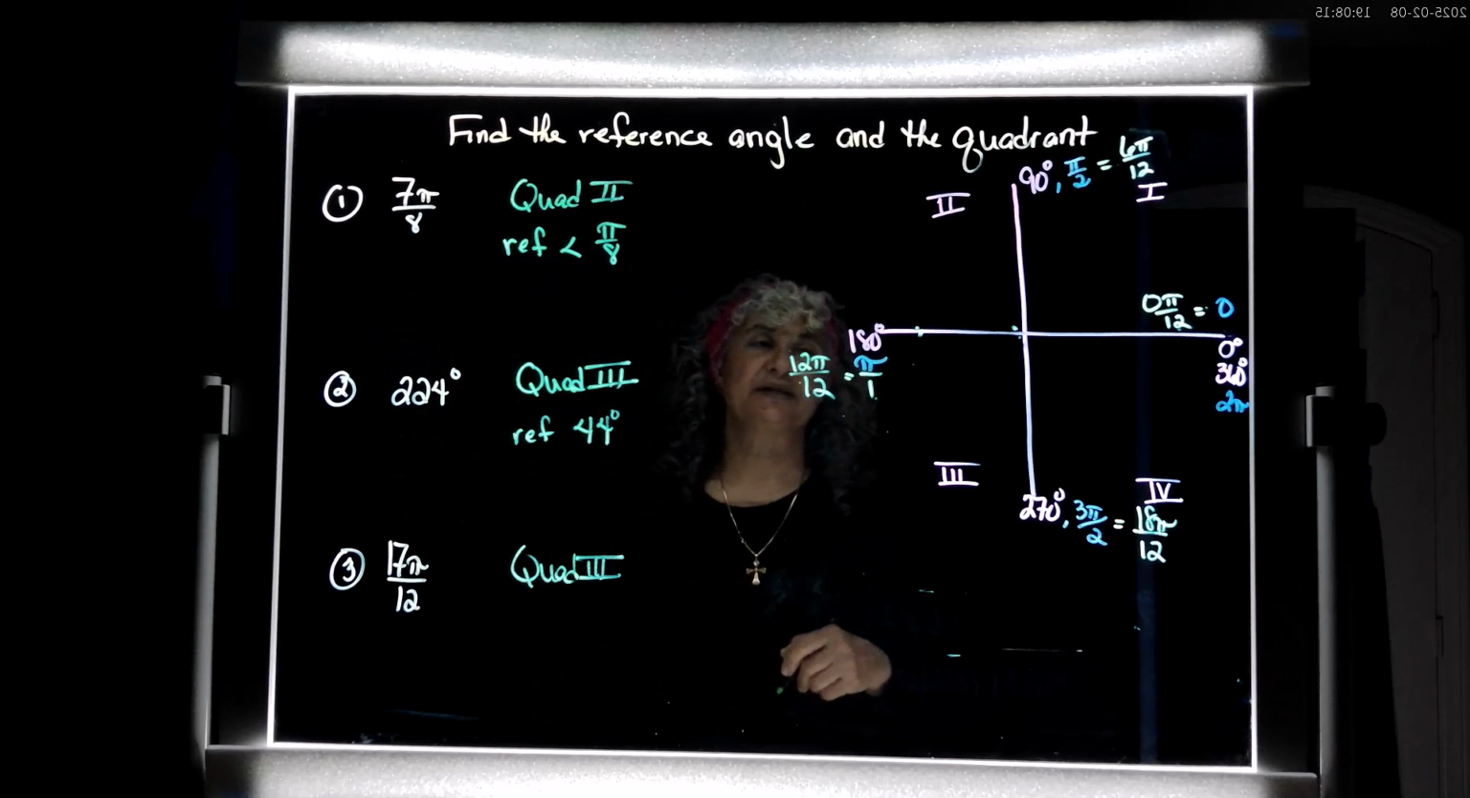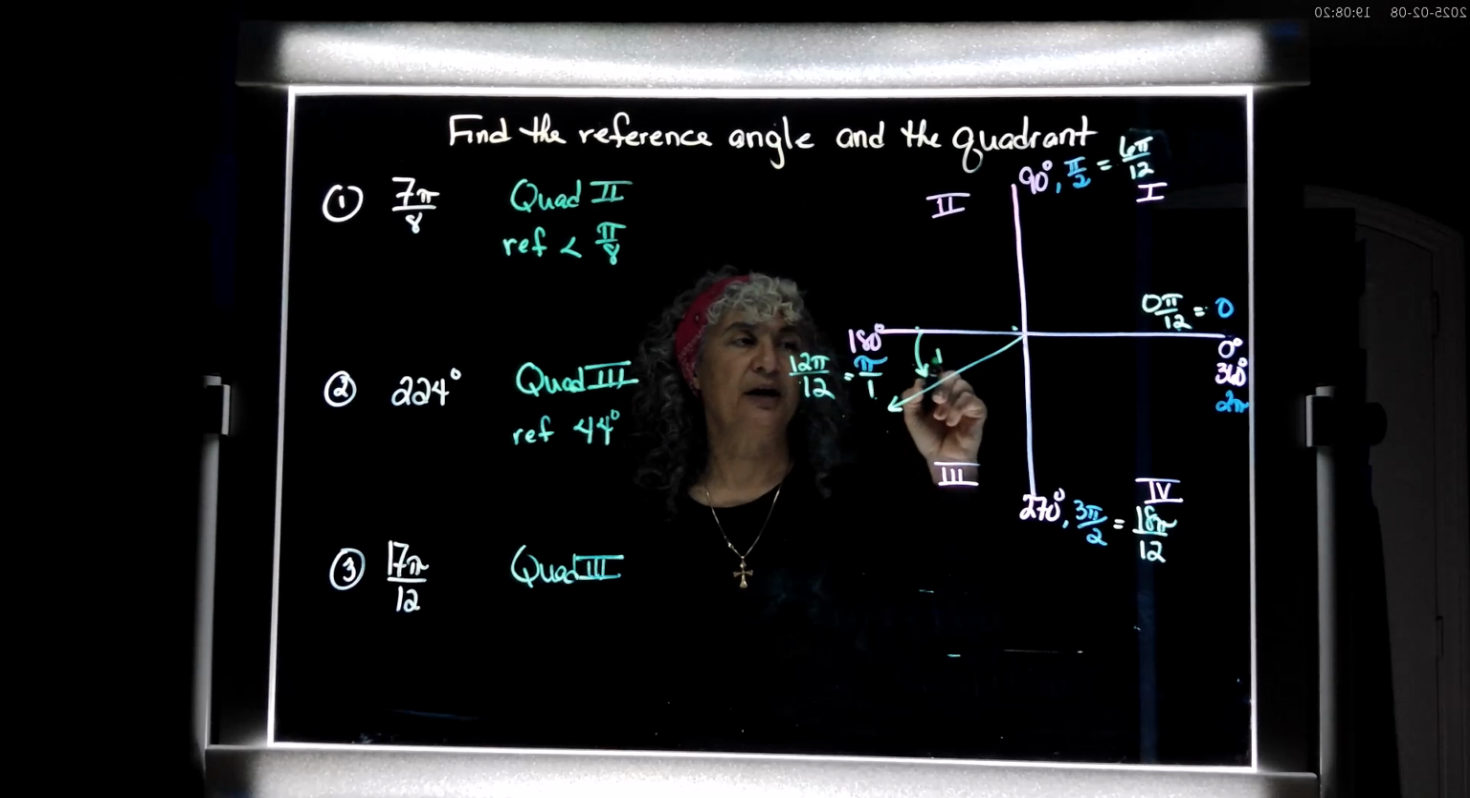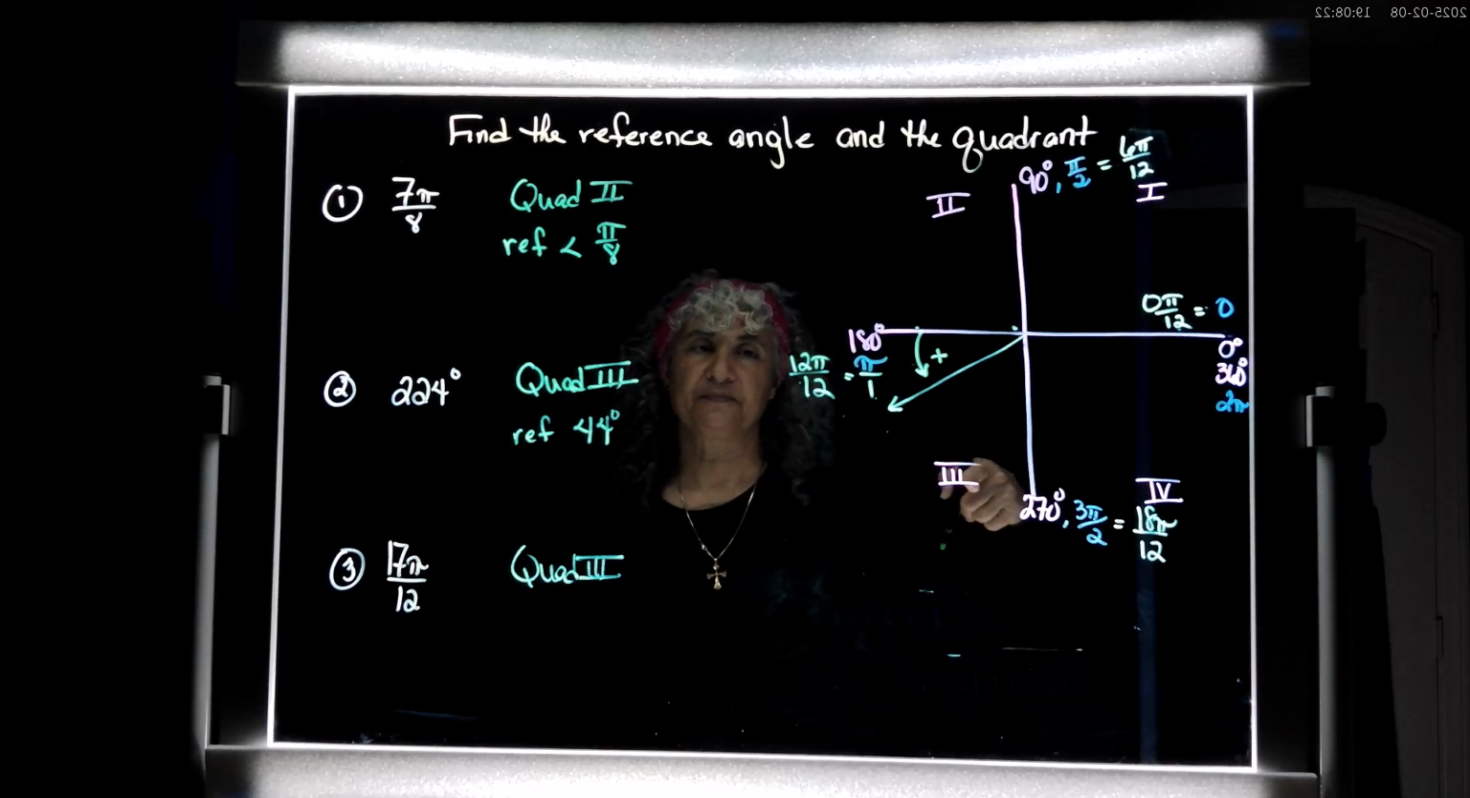Now let's find the reference angle. So if it's quadrant 3, we're going in the positive direction, aren't we?